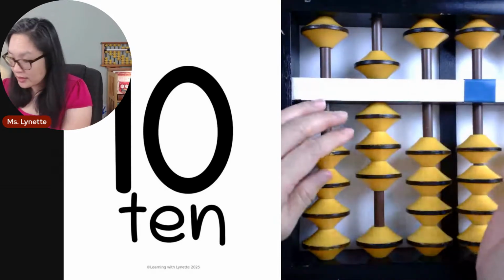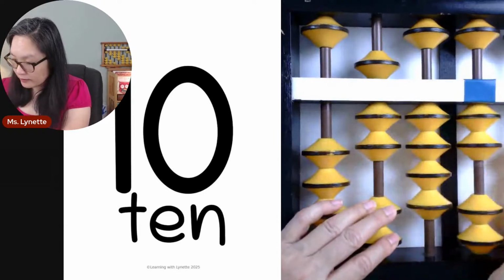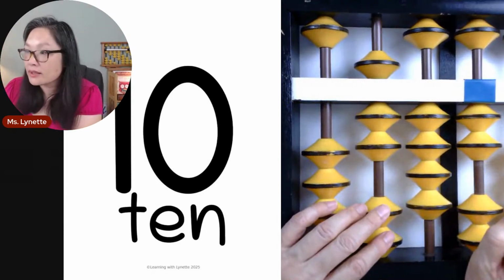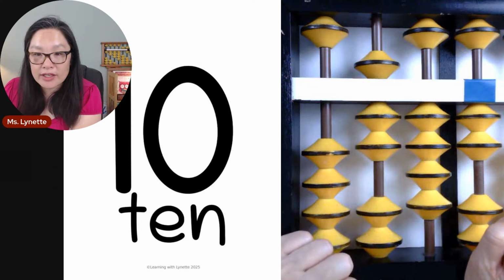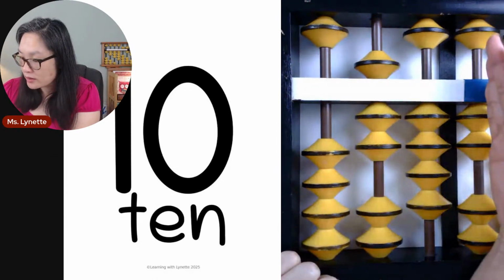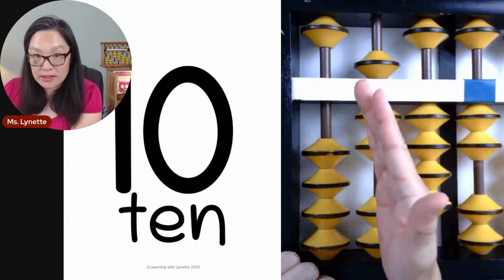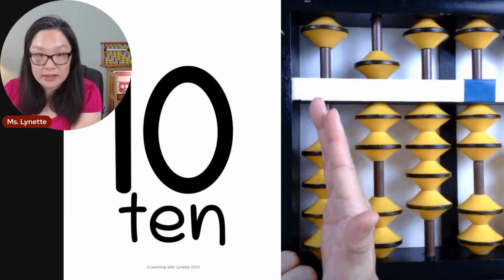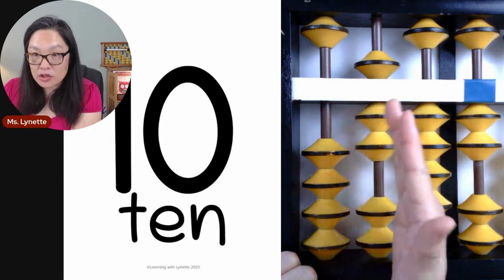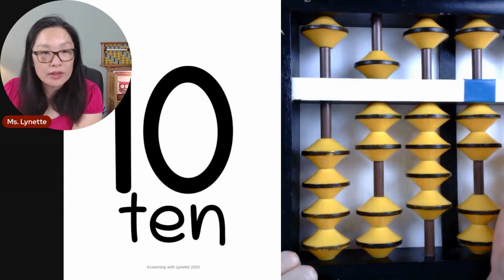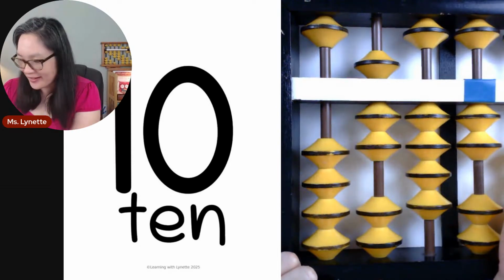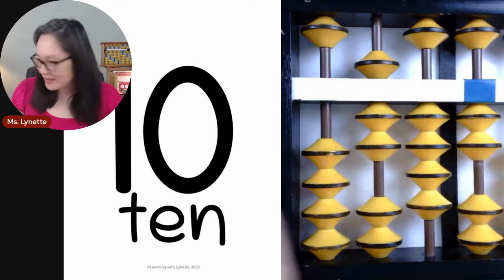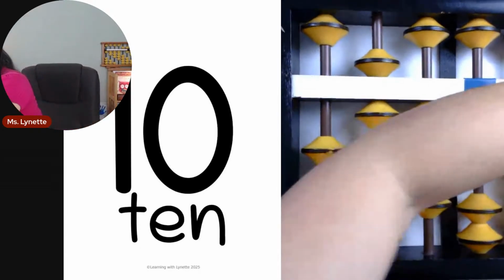So if I show you this number, does anybody know what number that is? This is my ones, this is my tens, this is my hundreds, and this is my thousands. If I show this number, what number do you think that is? I don't have it written. I have to write it. Let me see if I can write it.